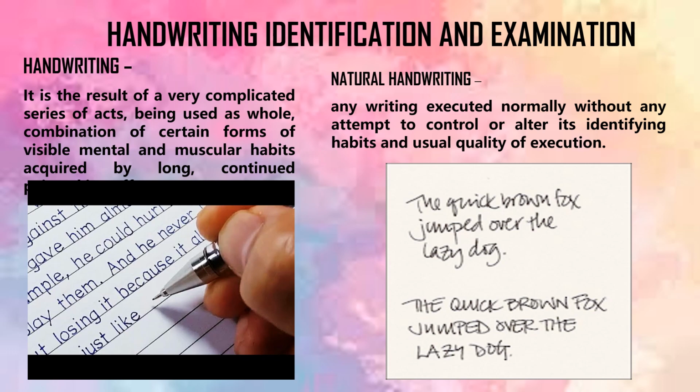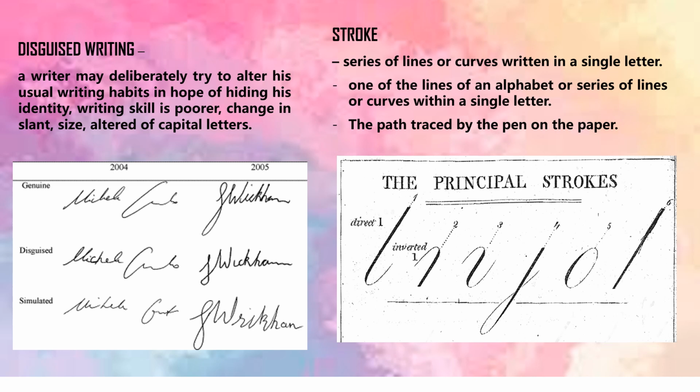Unlike those writing, when you put a pressure in it, it disappears, it changes. Okay? And that's one of the details that a QD expert must look at. Now, what is disguised writing? In its own word, it's already in the title that it is imitating, this is already falsifying. So, disguised writing, in its definition: a writer may deliberately try to alter his usual writing habits in hope of hiding his identity. Writing skill is poorer, with change in slant, size, and altered capital letters.